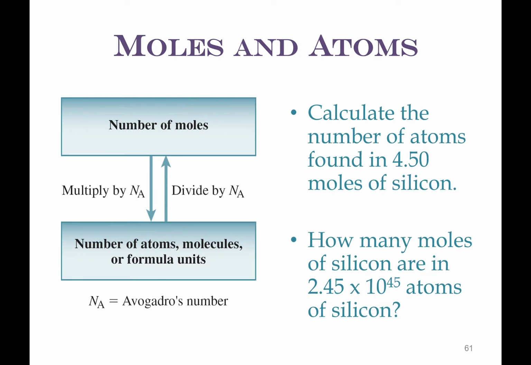So once we can figure out how to get from grams to moles, we can go other places. So moles are our oyster, essentially. Once we get there, we can go anywhere. From the number of moles, we can go to atoms, molecules, formula units. So calculate the number of atoms in 4.50 moles of silicon. I'm always going to start with these problems by asking, what's given? 4.50 moles of silicon. For every 1 mole of silicon, how many atoms do I have?